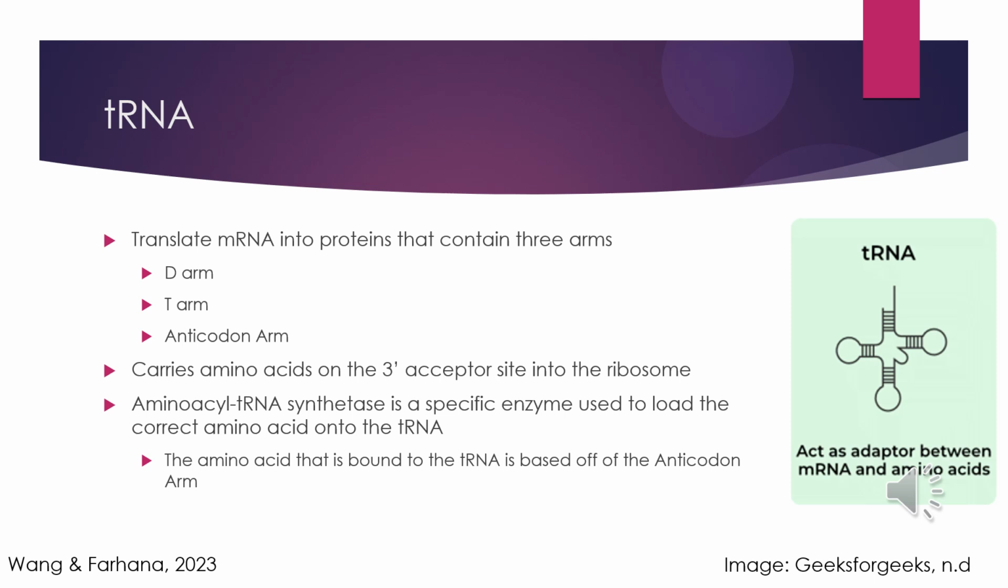And the aminoacyl tRNA synthetase is a specialized enzyme that gets used to load the correct amino acid onto the specific tRNA. This amino acid is bound to the tRNA based off of the anticodon, so a set of 3 different nucleotide base pairs will be the opposite of what is located on the mRNA.